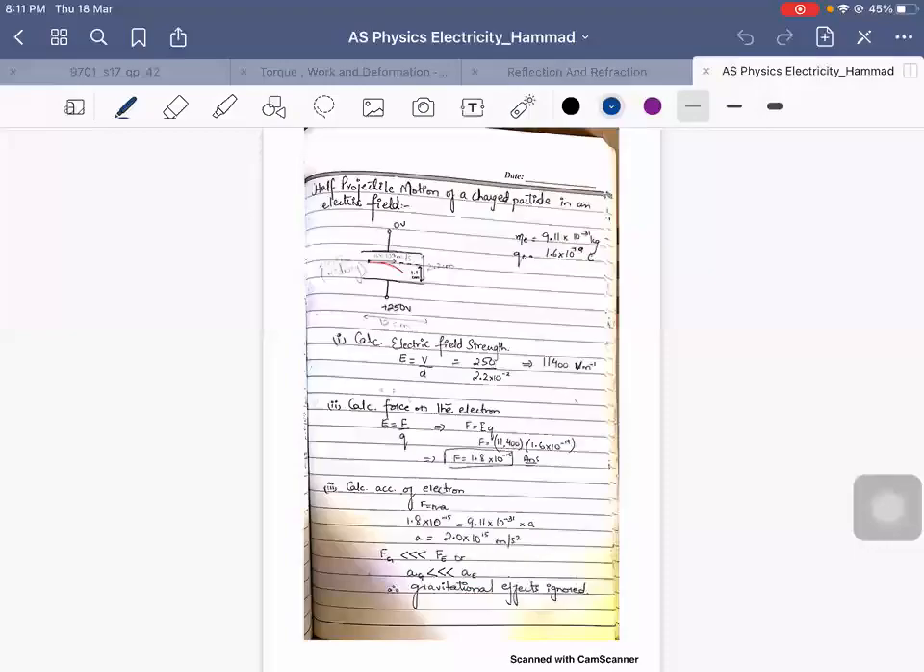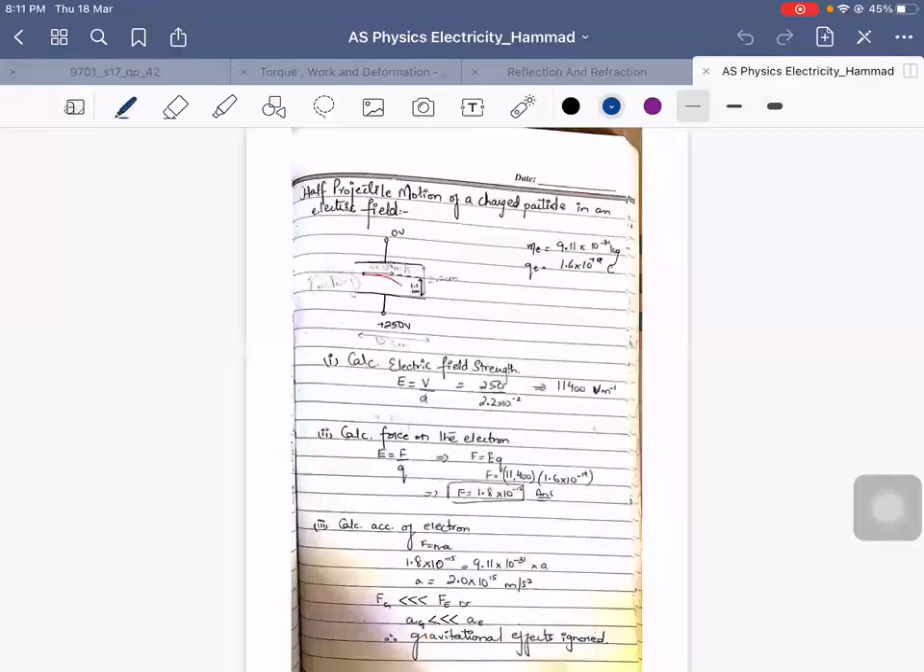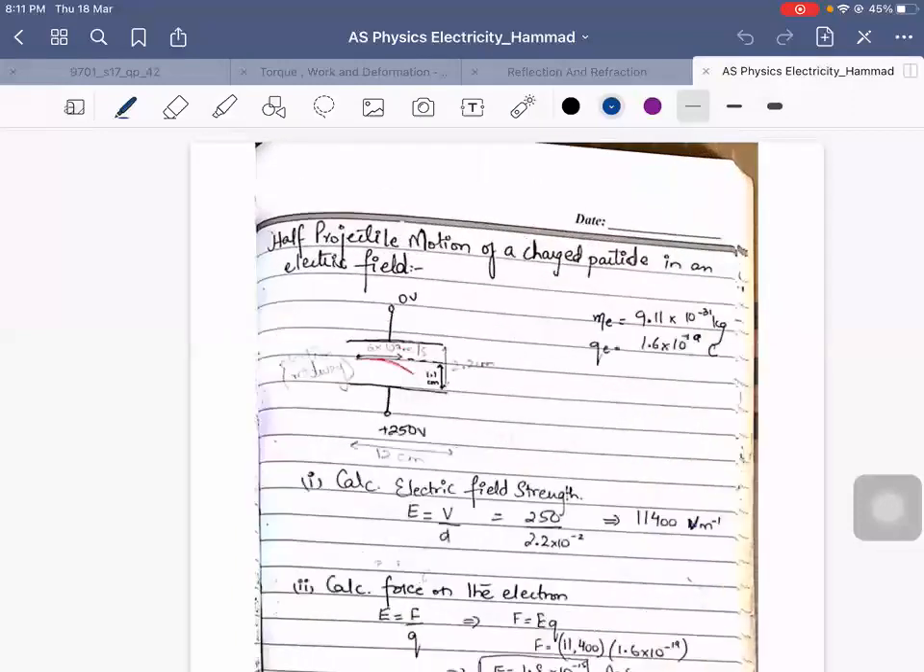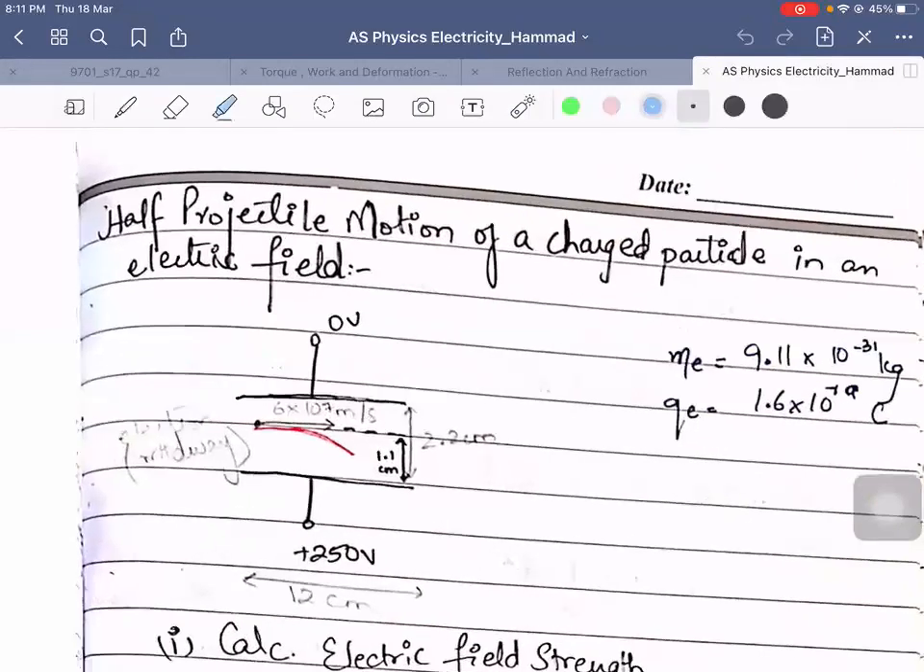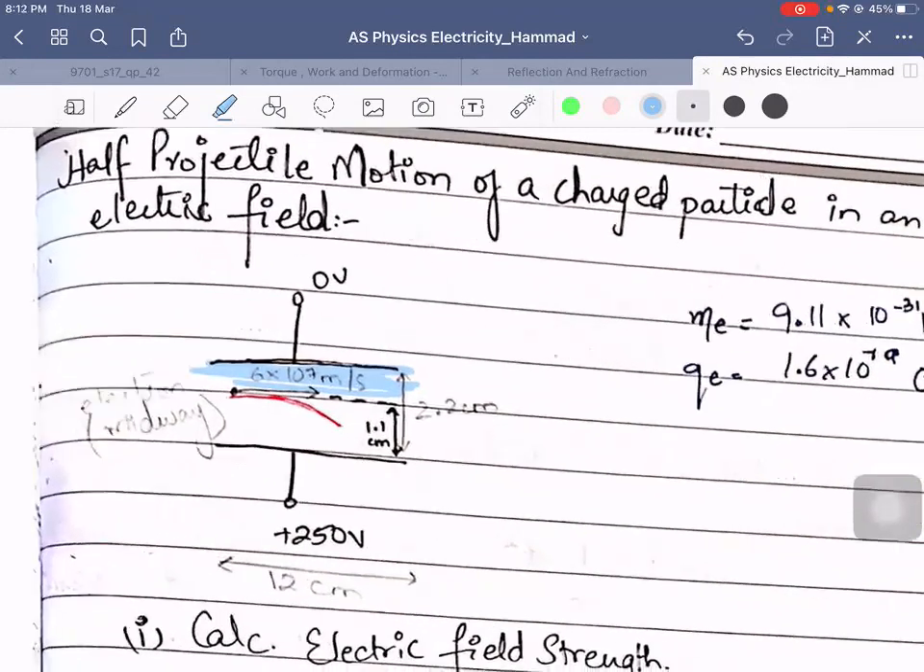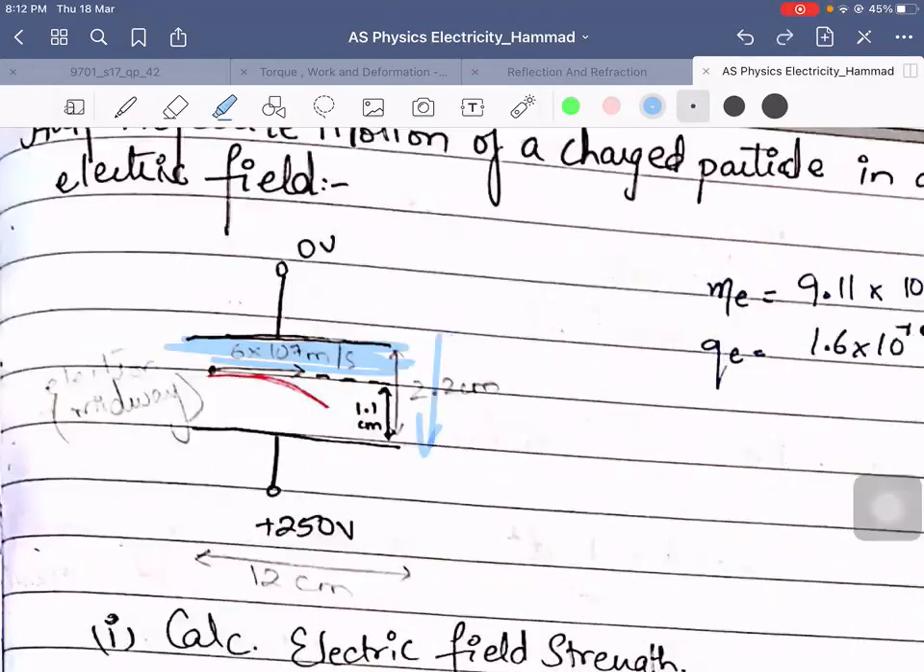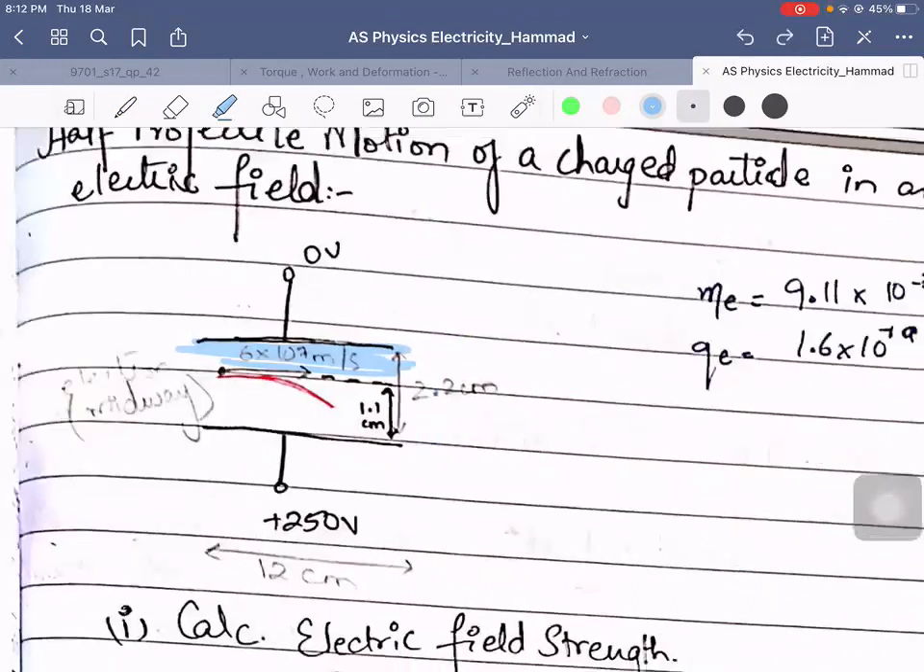Okay, moving forward, let's talk about half projectile motion in the case of an electric field. Let's say I had an electron traveling with a speed of 6 × 10^7 meters per second, right? The entire vertical distance was provided to you as 2.2 centimeters and the horizontal distance as 12 centimeters.